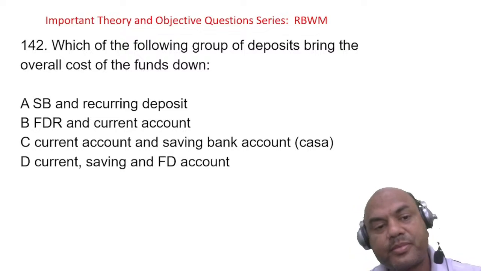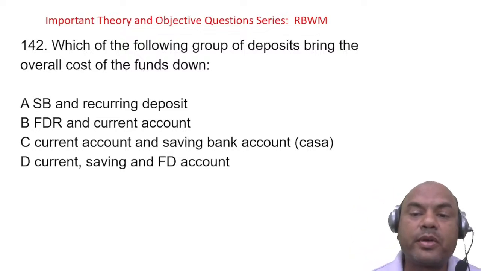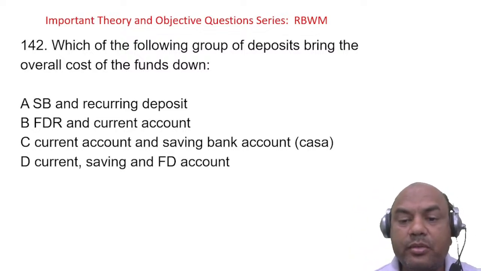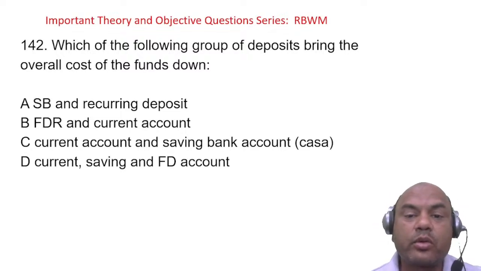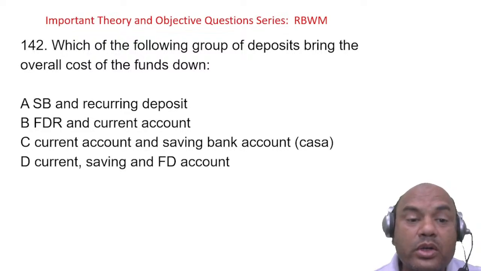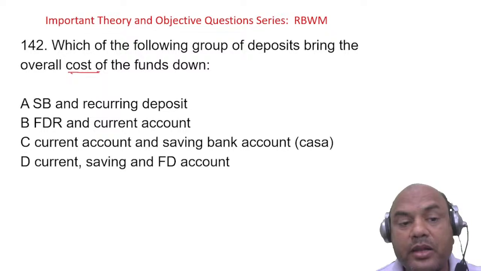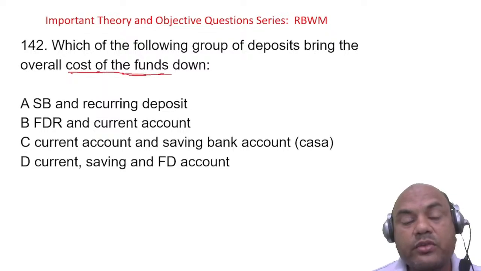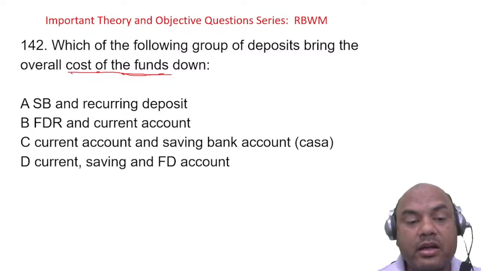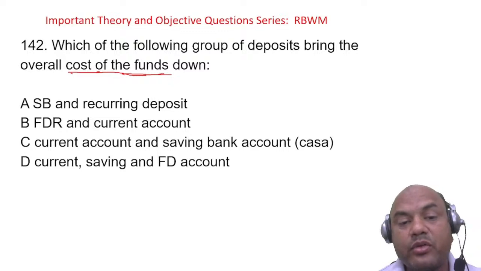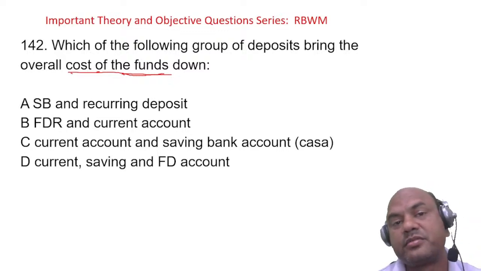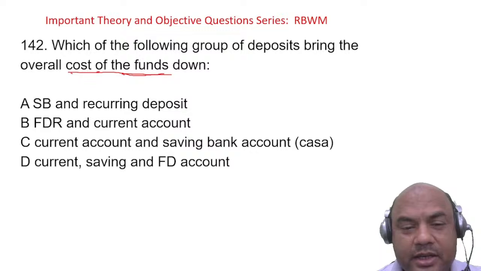Which of the following group of deposits bring the overall cost of the funds down? Now you read this. Let me check by the time. Cost of the funds down. Very important part in banking nowadays. Cost of funding. Saving and recurring. FDR and current. Current and savings. CASA. Current, saving and FD. Who brings the cost of funds down? Very, very, very basic and important question.